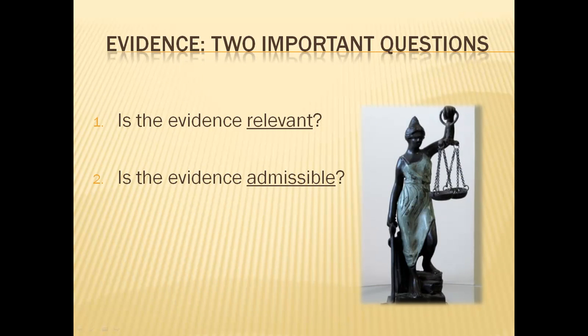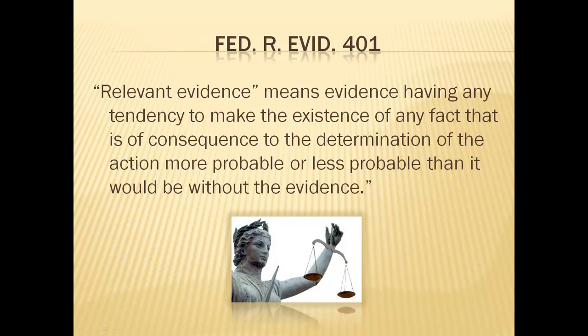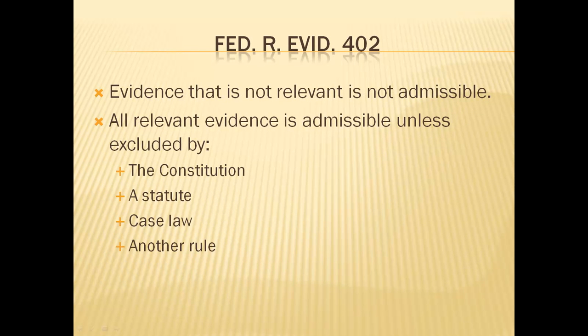So let's talk about evidence. Two of the most important questions to ask about any item of potential evidence are, is the evidence relevant, and is the evidence admissible? If the evidence is not relevant, it's not admissible, and you don't need to go any further with your analysis. Rule 401 of the Federal Rules of Evidence provides that relevant evidence means evidence that tends to make a fact of consequence more or less probable than it would be without the evidence. And Rule 402 states evidence which is not relevant is not admissible.